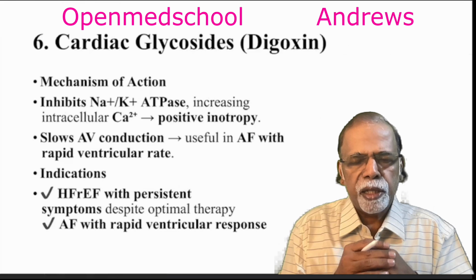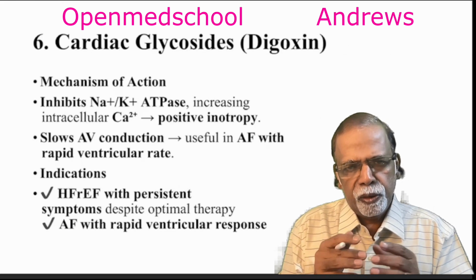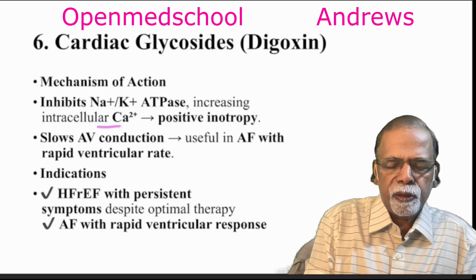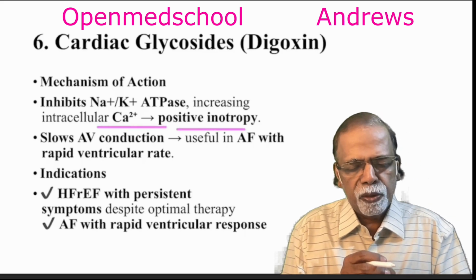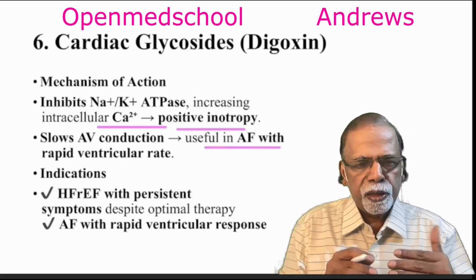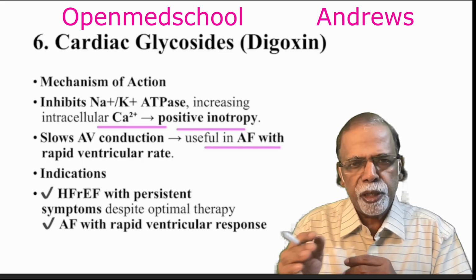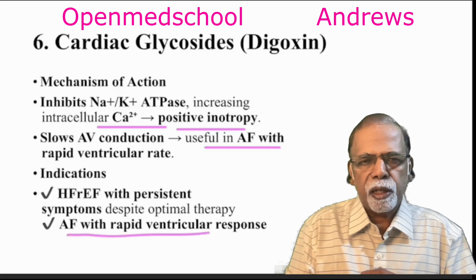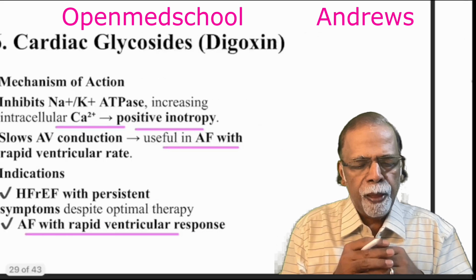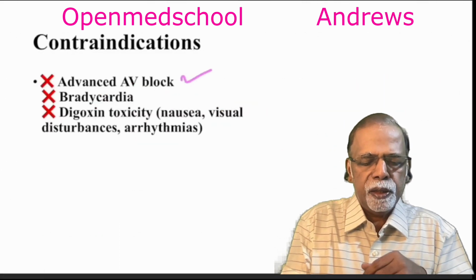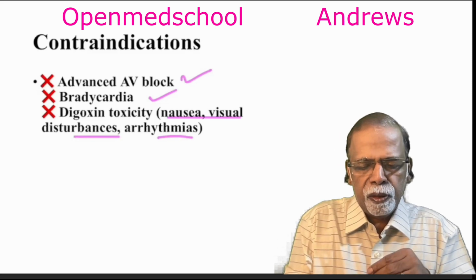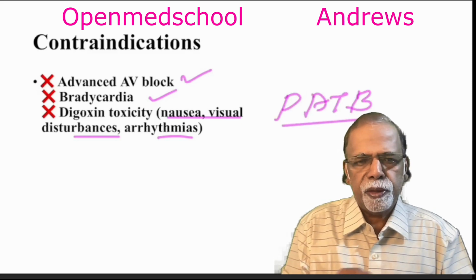The other drug is cardiac glycoside, digoxin. Digoxin has gone out of the main focus of treatment of heart failure. It inhibits sodium potassium ATPase, increases intracellular calcium, and has a positive inotropic action. It slows the AV conduction, so it is useful in patients with atrial fibrillation and heart failure. The indications are heart failure with reduced ejection fraction with persistent symptoms despite optimal therapy, and patients with AF with a rapid ventricular response, to control the heart rate. The contraindications are advanced AV block, bradycardia, and digoxin toxicity, that is nausea, visual disturbance, and arrhythmias. Paroxysmal tachycardia with block is the characteristic arrhythmia that you get with digoxin.